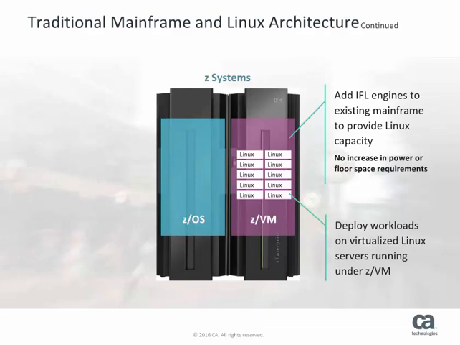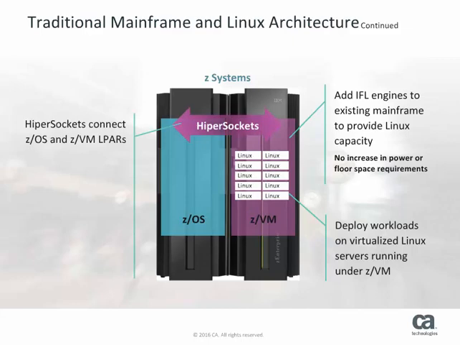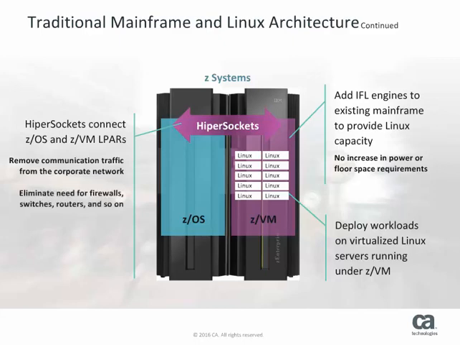New applications and Linux workloads can then be deployed on the virtualized Linux servers running on Z systems, just like any other Linux server. Running Linux on the mainframe is an alternative to server sprawl. It enables a mixing of high and low priority workloads without penalty. HiperSockets connect z/OS and z/VM LPARs, which removes communication traffic from the corporate network, eliminates the need for firewalls, switches, routers, and so on, lowers cost and increases bandwidth, and provides greater network security.